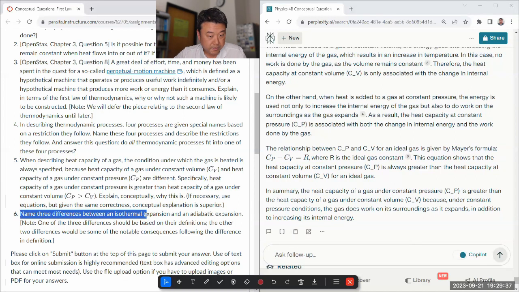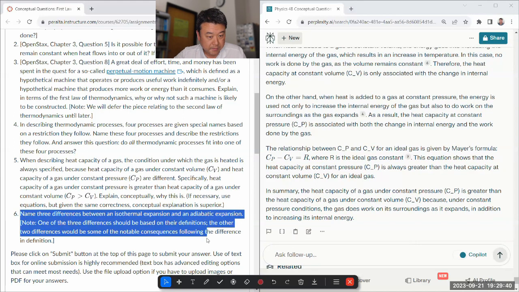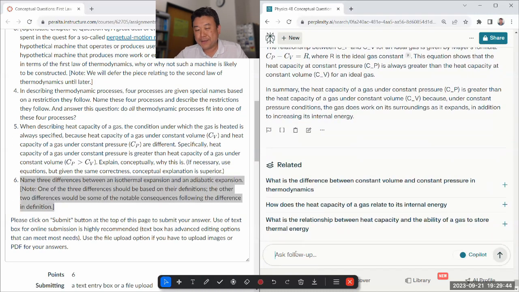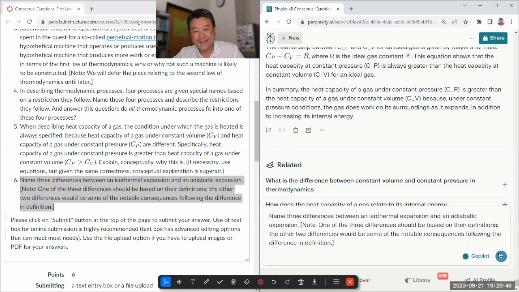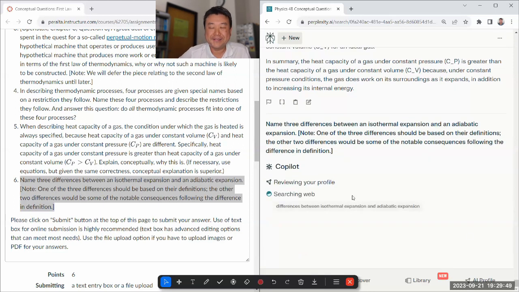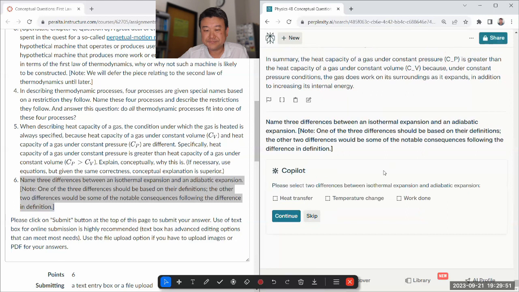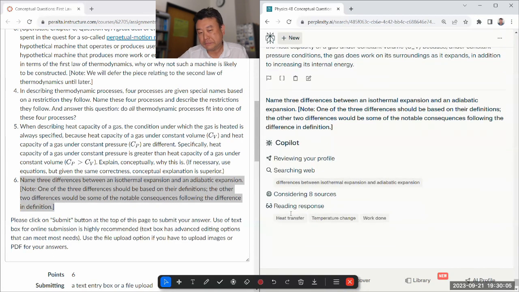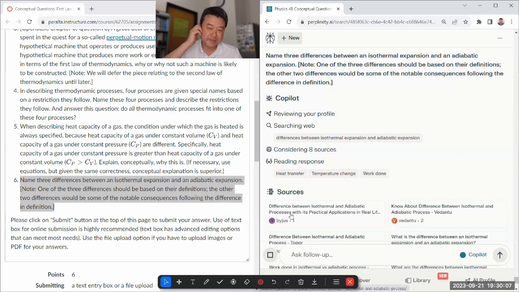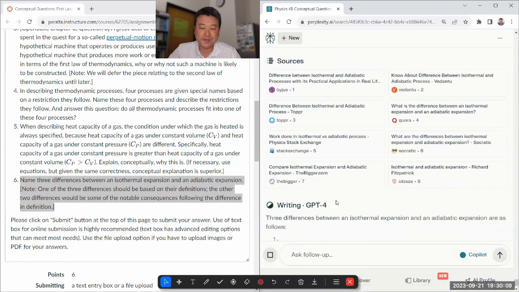Finally, name three differences. Because again, people tend to confuse these two things. That's why I have the question. All of them? I mean, there's a difference in work done on it. Yeah, let me do all of them. It says two, but I don't. It's not my boss. I don't have to select two because it said two.